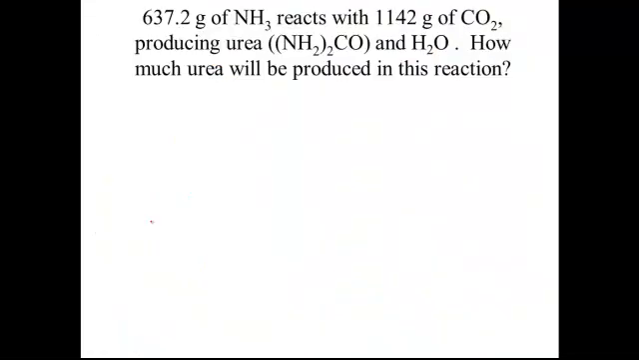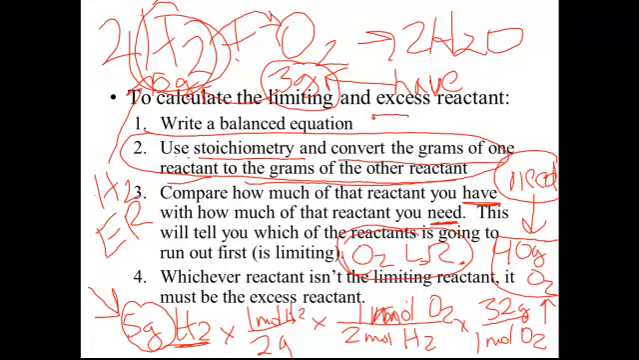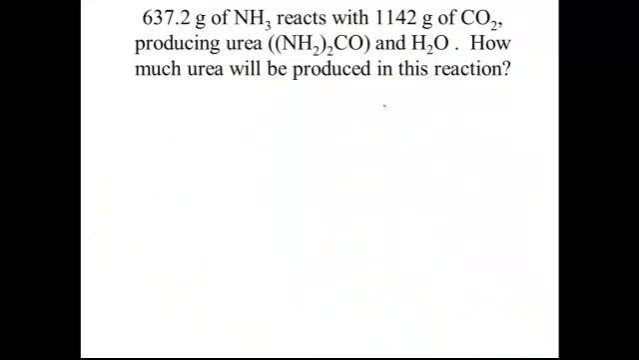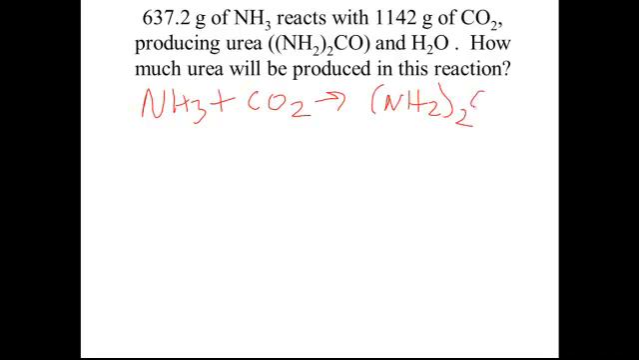So here's an example of this. First of all, 637.2 grams of NH3 reacts with 1,142 grams of carbon dioxide, producing this compound called urea and water. How much urea will be produced? So number 1, write a balanced equation. So NH3 plus CO2 makes NH2CO plus H2O. All right, this might be a little bit challenging to actually get here.